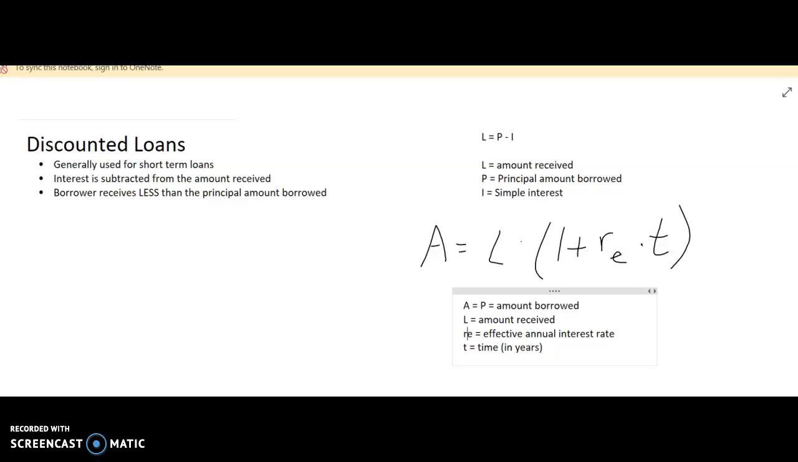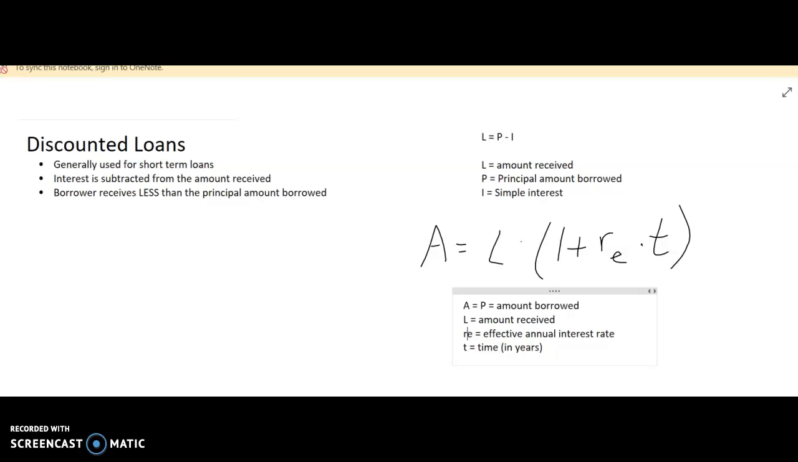Let's show you here. All right, so two formulas that we might be using. The first one is on the top, nice and typed out: L equals P minus I, where L is the amount received by the borrower. P is the principal amount borrowed, right? So when you walk in and say, I would like a $4,000 loan, you don't actually walk out with $4,000. $4,000 would be the principal amount. The amount you walk out with would be L, the amount received, and then I would be simple interest.